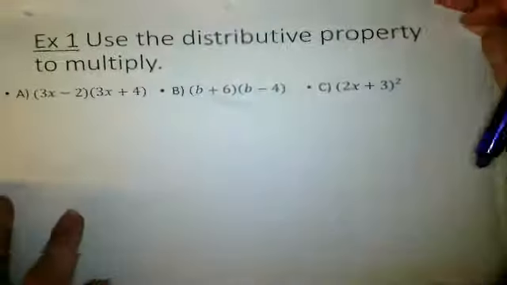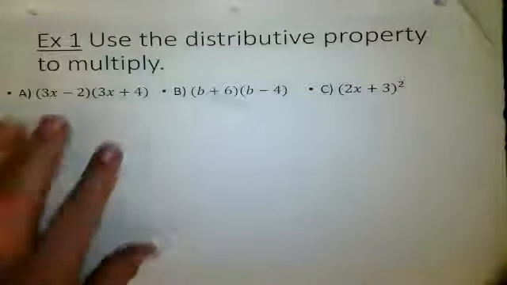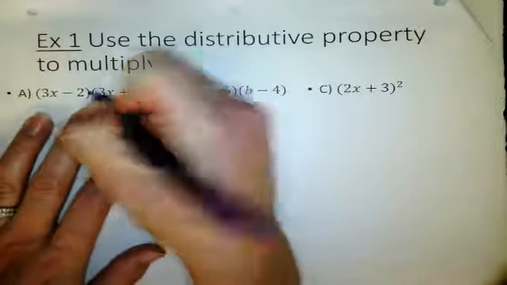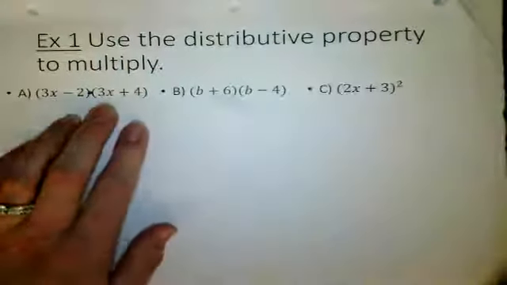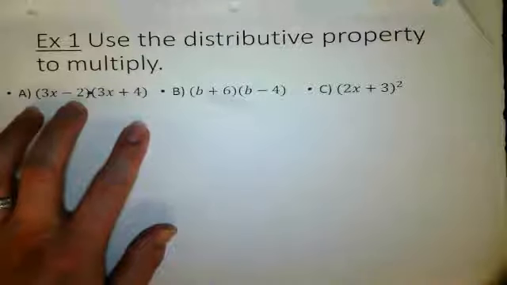All right, more distributive property. Here we go. Example 1, use the distributive property to multiply. We have the quantity 3x minus 2 times the quantity 3x plus 4. I lovingly refer to these things as bubbles.